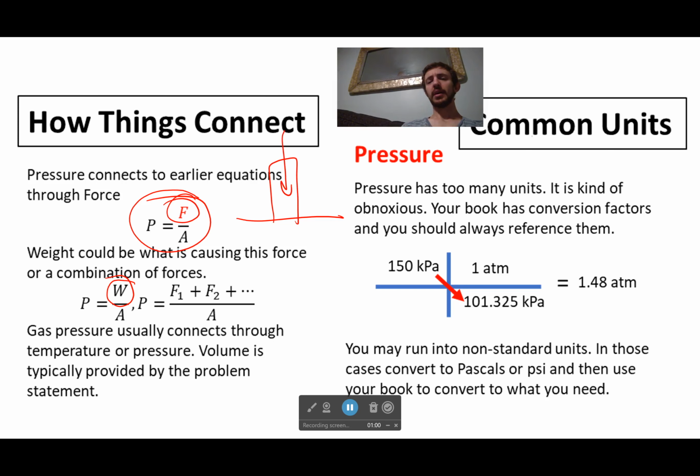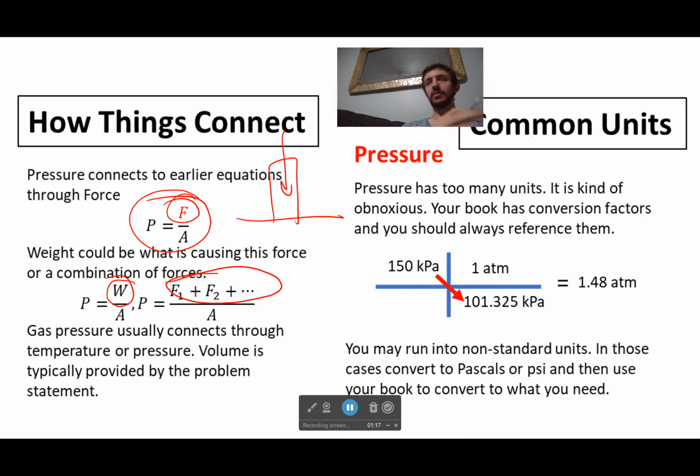A second example would be if you have multiple forces. You get a bunch of forces here, force 1, force 2, force 3, force 4. You have to add them all up. We don't do that too much in this class, but it will be something you're going to do in future classes, so keep it in mind.